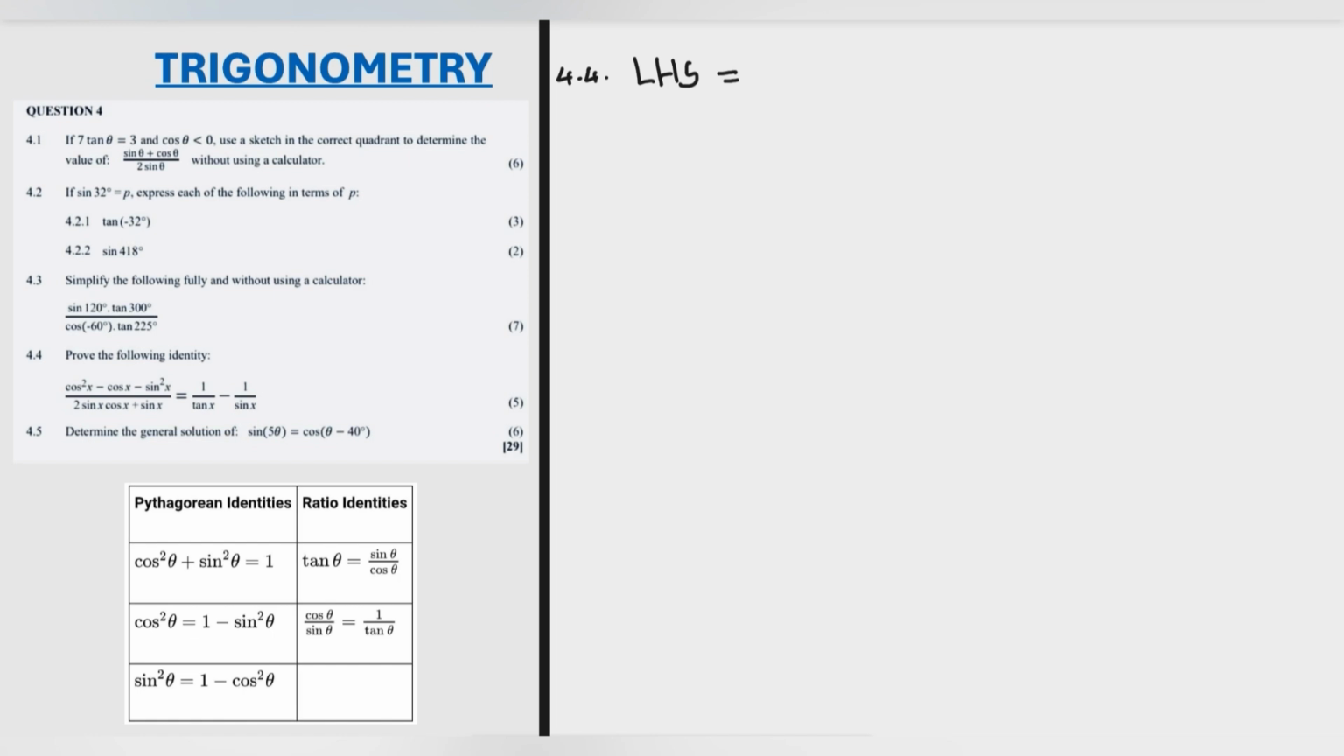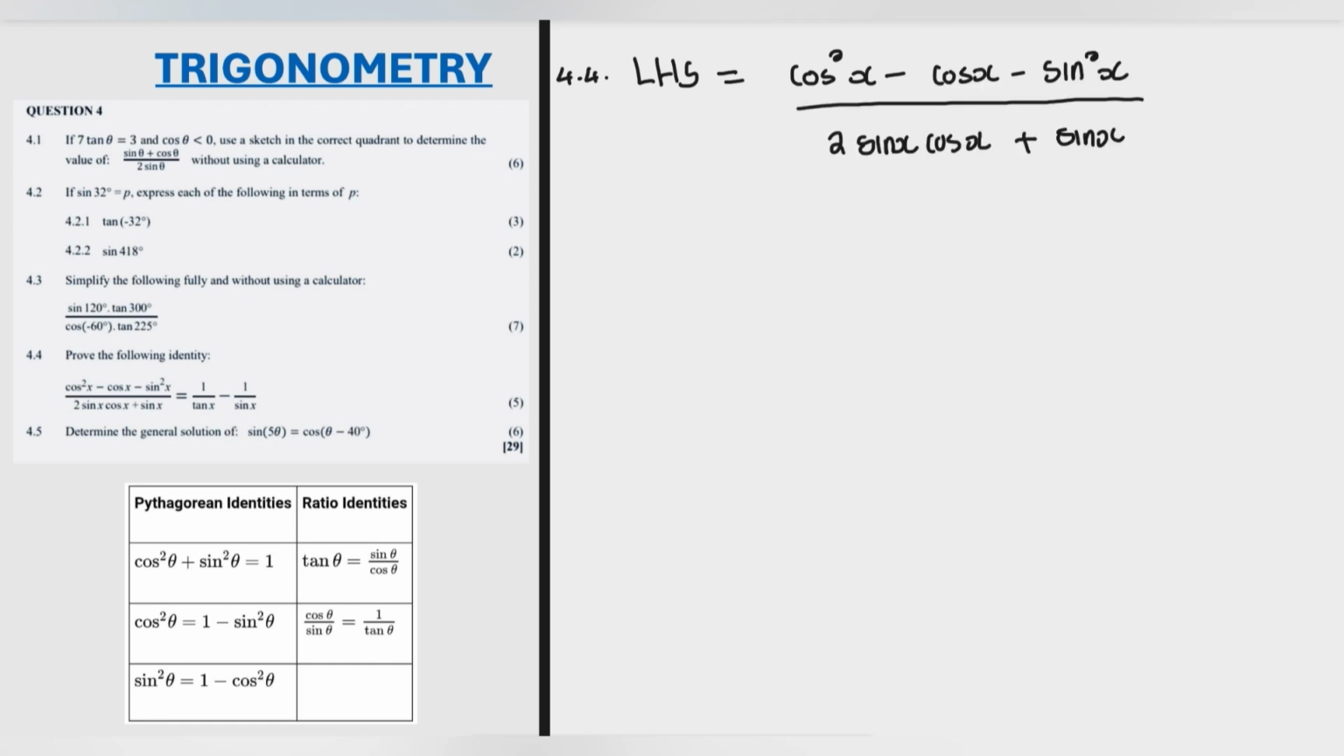Left hand side. Our left hand side is equal to cos square x minus cos x minus sine square x, divided by 2 sine x cos x plus sine of x. That is what we have. But looking at our right hand side, we know that we must divide by tan of x and sine of x. So our goal for the first term is to ensure that we always have cos x over sine of x, because this is the same as 1 over tan x.